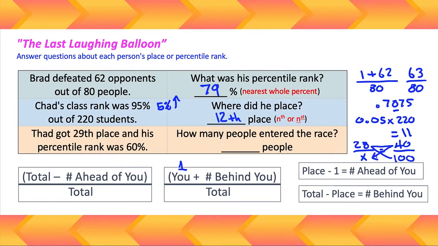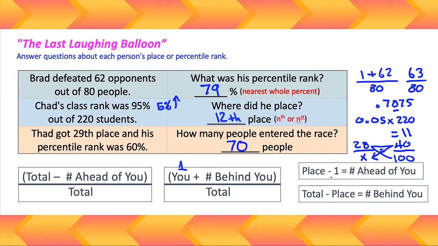So if you go 100 times 28 and then divide by 40, which I haven't done yet, you get 70. So cross multiply and divide, 70 people. There were 70 people in that race. He placed 29th. So now let's double check. Let's make sure we actually get 60th percentile. So you place 29th.